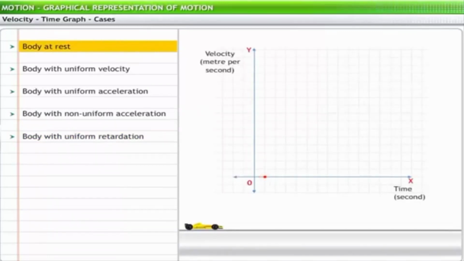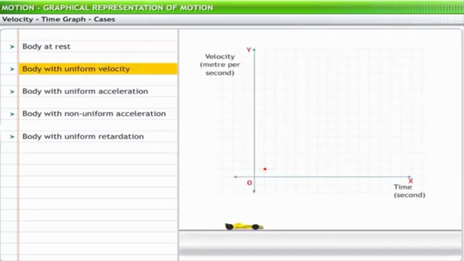The displacement is 0 for a body at rest, and hence the velocity is also 0. A velocity time graph plotted for a body at rest displays a straight line along the x-axis. When a body moves with uniform velocity, there is no change in the velocity with respect to time.